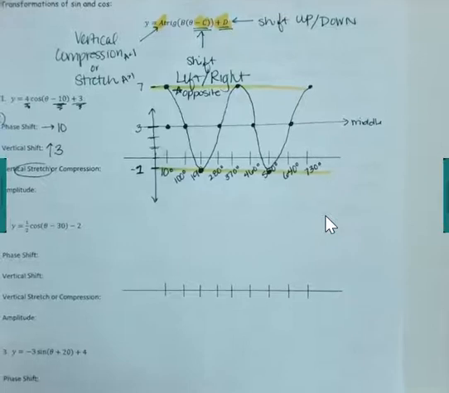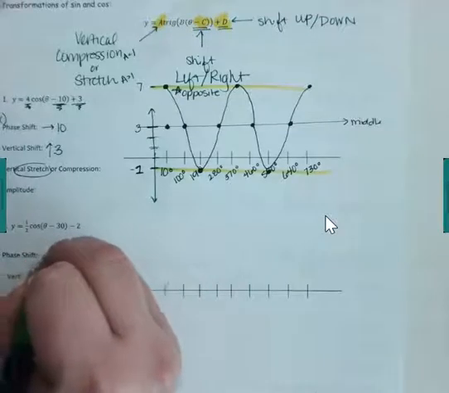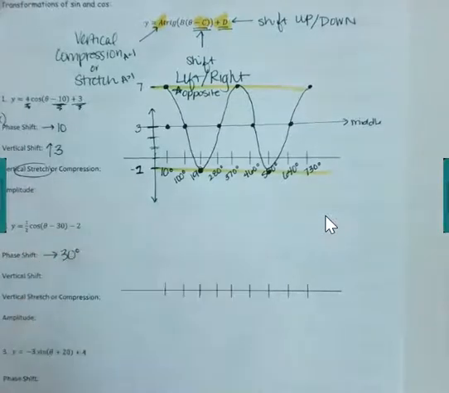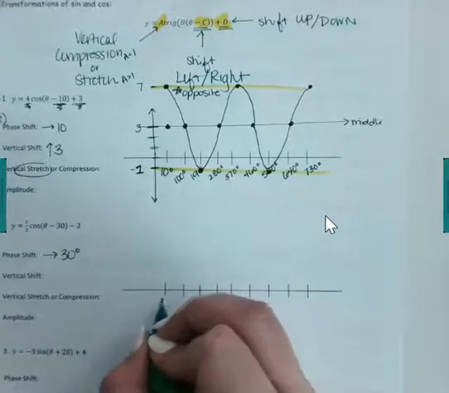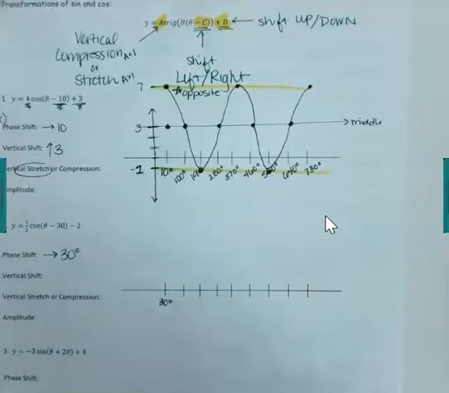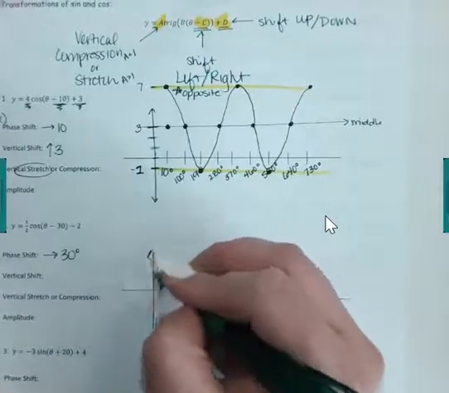First thing on number 2, take a look at the next graph. Which way am I going to shift the graph if there's a minus 30 here? To the right 30 degrees. Because remember, that one's in parentheses, so it's always the opposite. So that means that the first point is going to be 30 degrees, which means the y-axis is still over here.